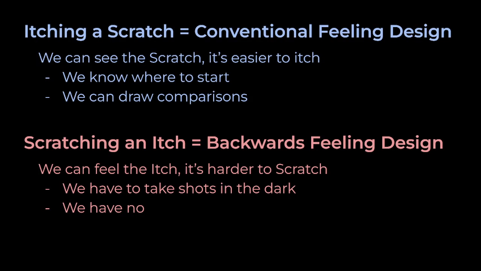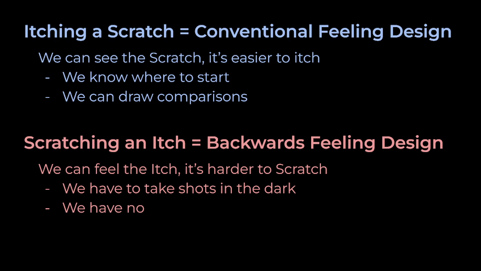So itching a scratch equals conventional feeling design. We can see the scratch on our arm. We say, that's where we last itched. We can itch it again, right? And you do that a lot of the time with conventional feeling design. If we play sad games, we can make a sad game, right?